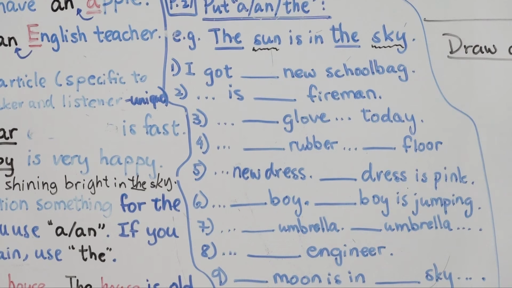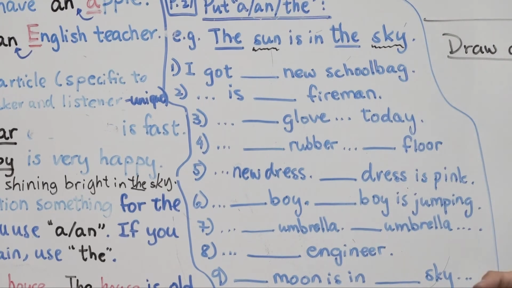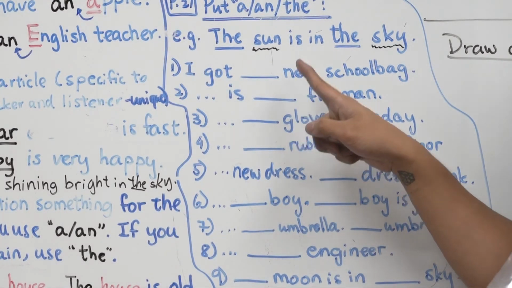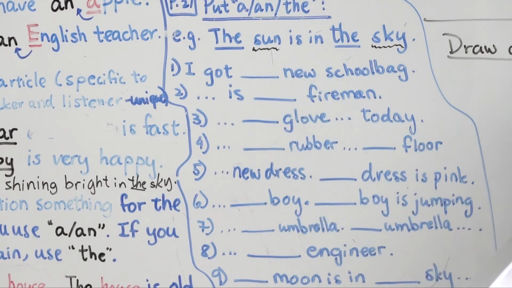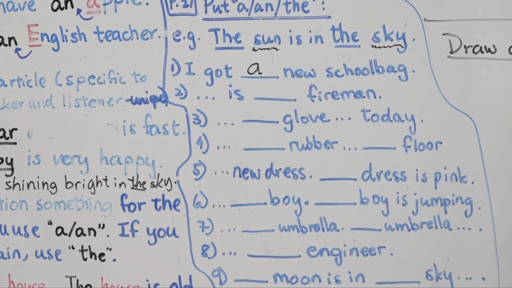Now let's go and do question number 1. I got blank new school bag. Have I mentioned this school bag before, or is this the first time? Very good. This is the first time I'm talking about this new school bag, right? Because it's new. So should I use a, an, or the for the first time? Right, we will use a or an for the first time. Now we have to narrow down our answers. Should I use a or an for the word new? Very good. Letter N is a consonant, so I need to use the word a, okay? So I got a new school bag, all right?